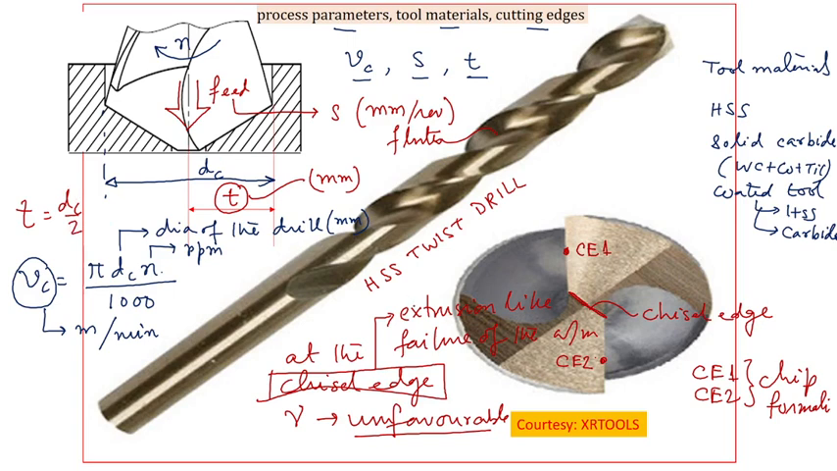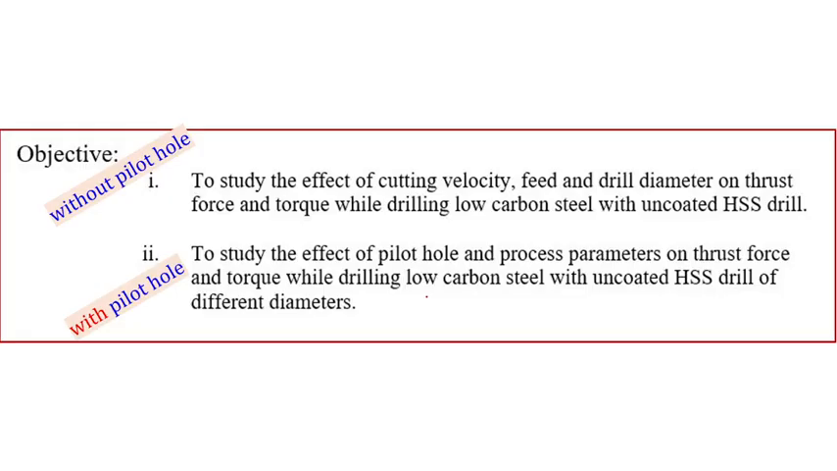So that is the depth of cut. Now let us come to what you have to do. We have to do two types of experiment, one with pilot hole, one without pilot hole. So this is without pilot hole, another one is with pilot hole. What is pilot hole? We will explain later on, but let us see what you have to do.